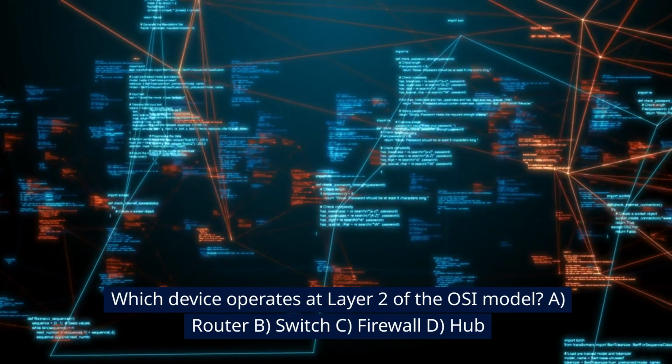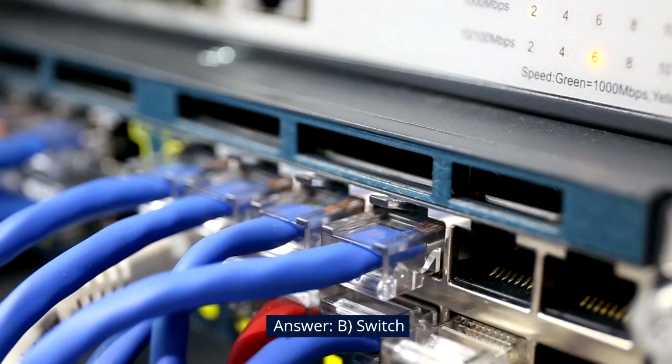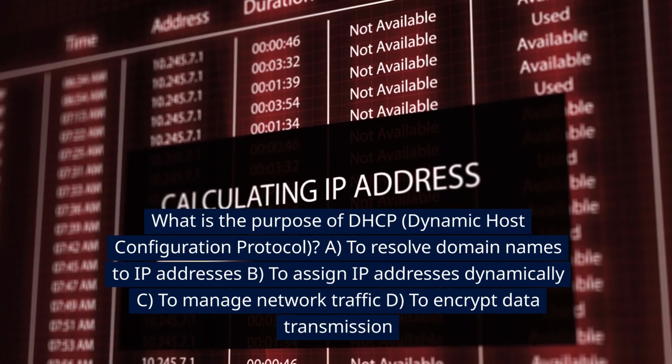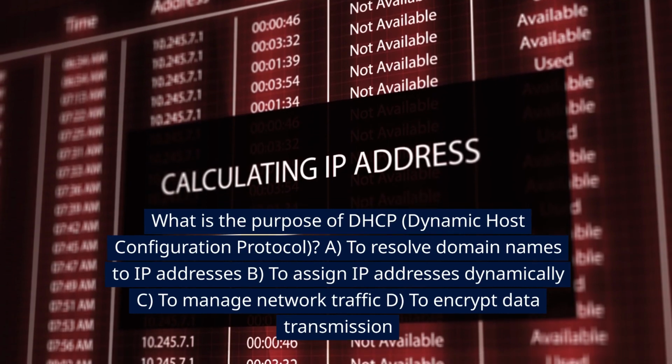Which device operates at layer 2 of the OSI model? A. Router. B. Switch. C. Firewall. D. Hub. Answer: B. Switch.